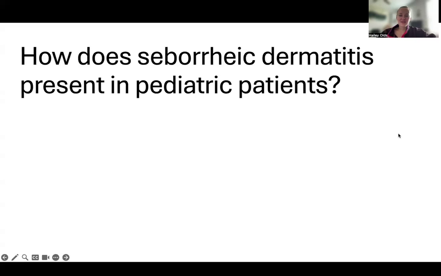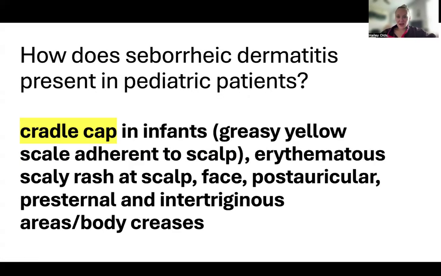How does sebderm present in kids? So this is your cradle cap in infants. This is on the scalp, face, post-auricular area. It can be at the body creases too, like the sides of the neck or the axilla. But this should really only be in infants. Kids that are 3 years old should not be getting sebderm. And if they do have it, you should be thinking about tinea capitis.